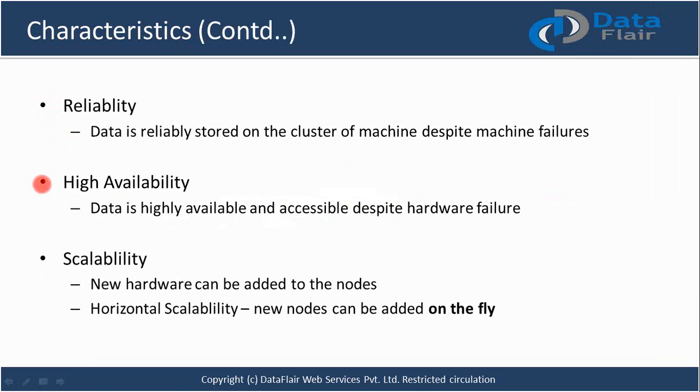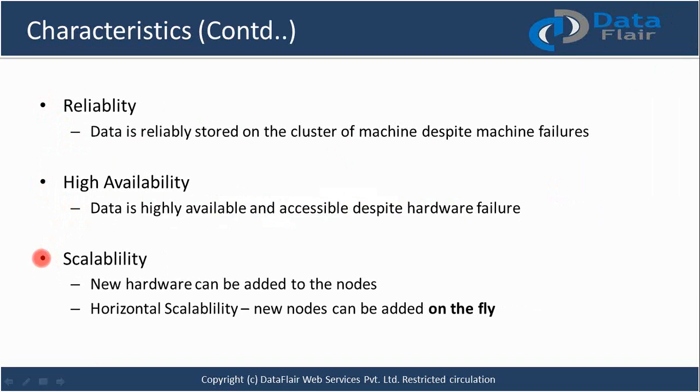High availability, that is, your data is highly available to the end user. Even, for example, if a machine has failed, no issues. Your user won't get an error that the data is currently unavailable. Data will always be highly available and accessible for processing as well as for reading.